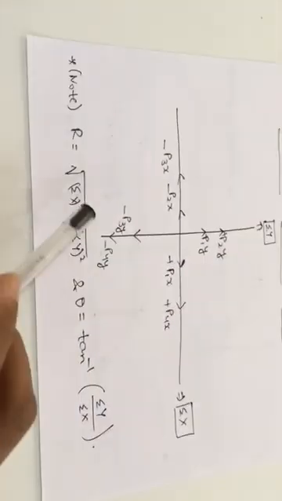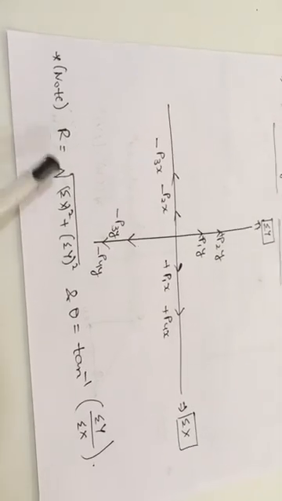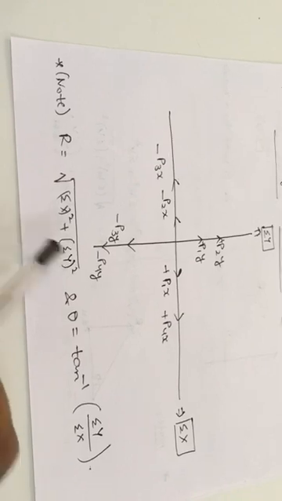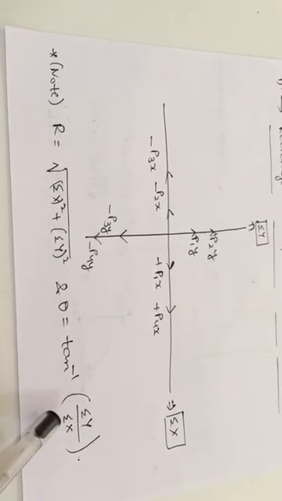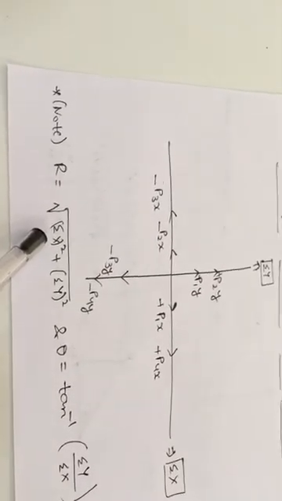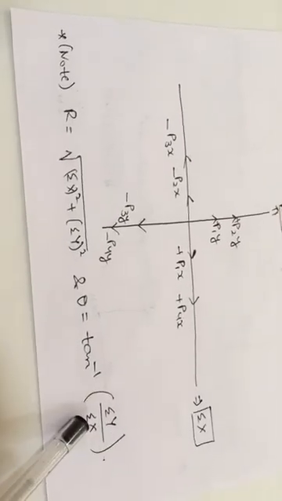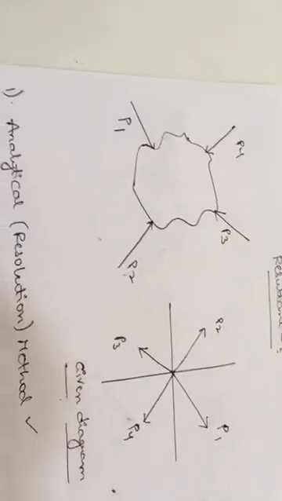From these two components, according to the Pythagoras theorem, we can calculate the total force R from the formula R equals square root of sigma x whole square plus sigma y whole square, and the direction theta by using the formula theta equals tan inverse of sigma y by sigma x. The R formula calculates the magnitude of the resultant force, and the theta formula calculates the direction of the resultant force of all the forces acting on this body.